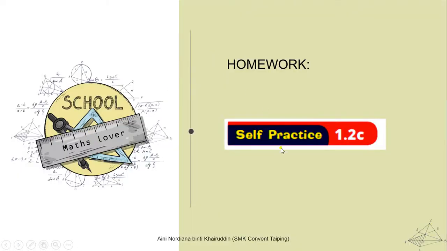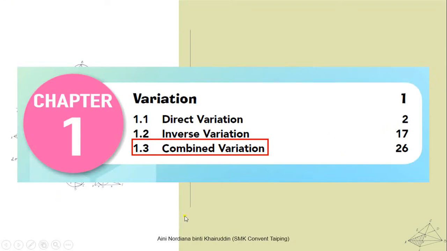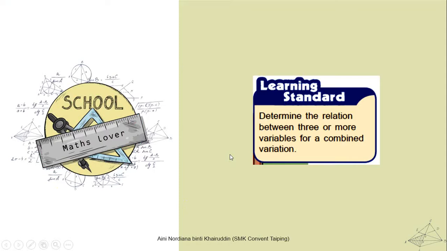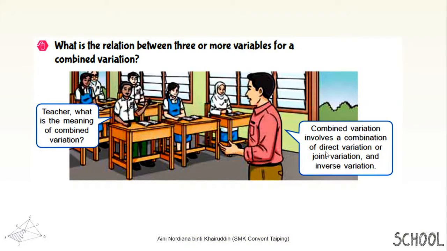So this is your homework, practice 1.2c. Okay, now we will look at combined variation. So our learning standard: determine the relation between three or more variables for a combined variation. Combined means it involves direct and inverse variation.